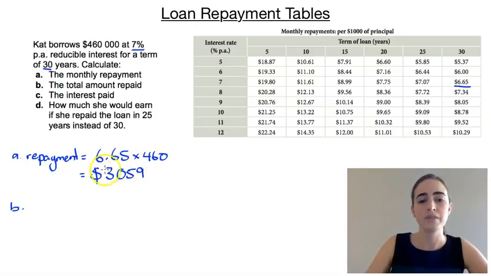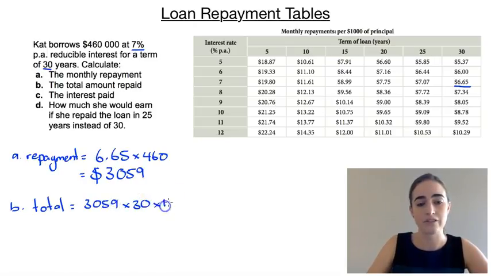Part B then asks us to calculate the total amount repaid. So if we know she's paying back this much per month for 30 years, our total is going to be that $3,059 times the 30 years, but because it's monthly, we're going to have to multiply that by 12 as well. And that will come out to be $1,101,204.